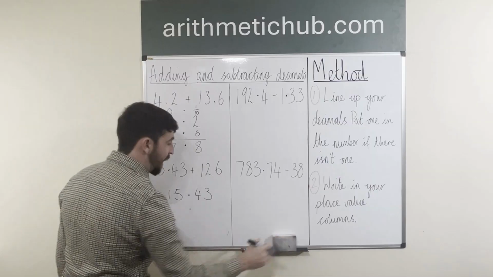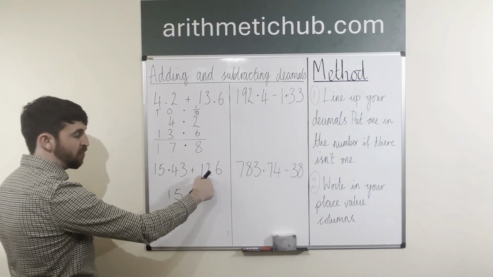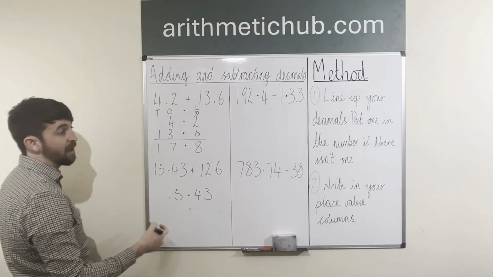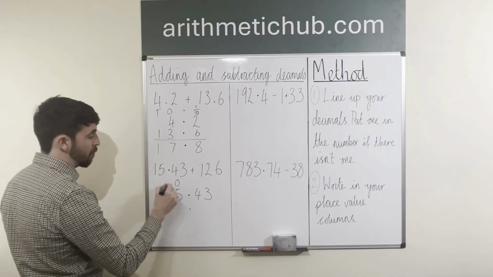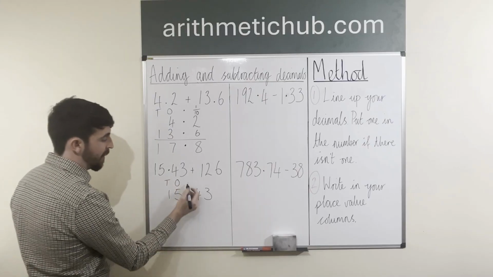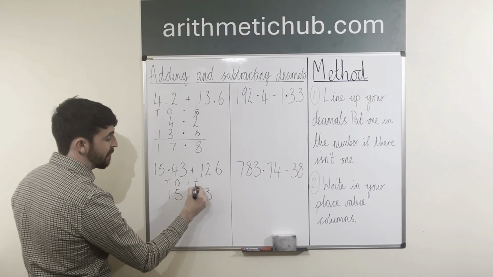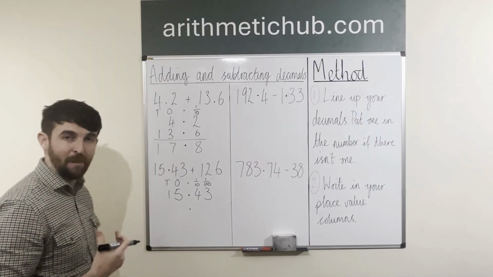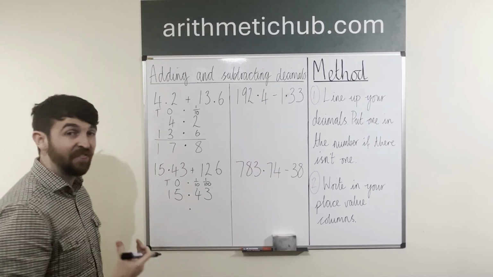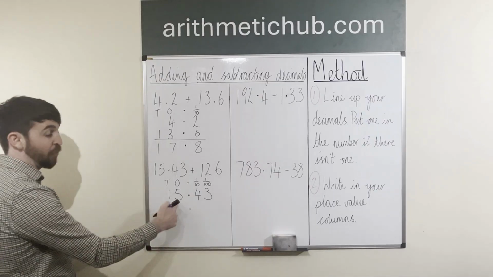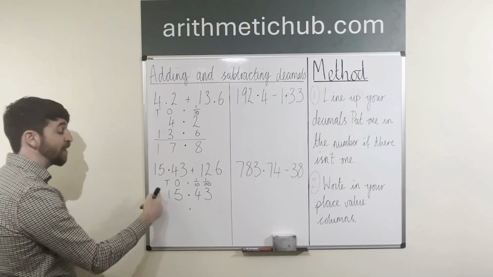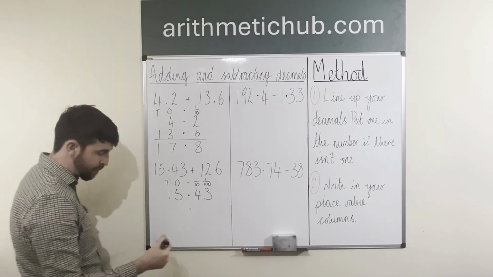126 has 6 ones, 2 tens, and 1 hundred, which is why it's really handy to write in our place value columns. So we're going to do our ones, our tens, line the decimal point up, then we've got tenths and hundredths after the decimal. We need to remember to put those th's in, don't we? Tenths and hundredths, not to be confused with tens and hundreds over here, okay?